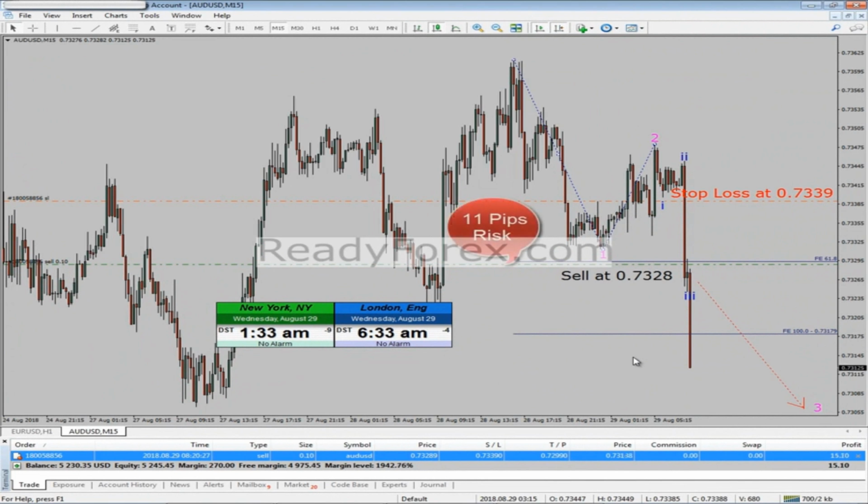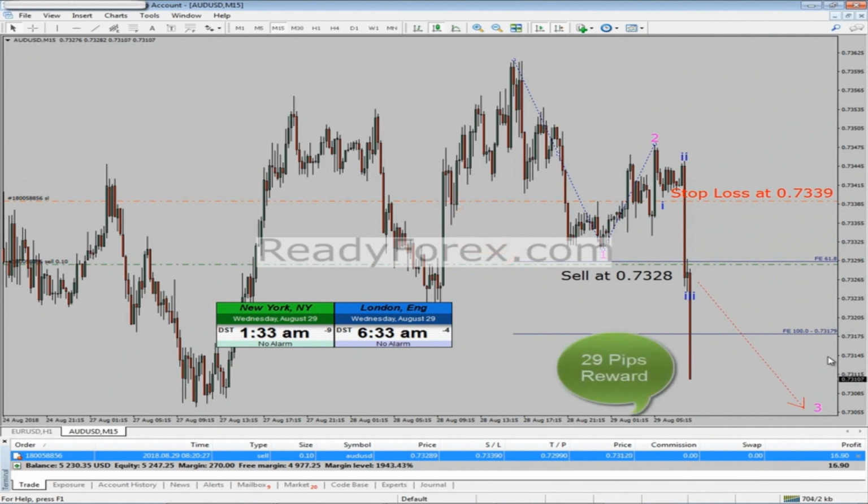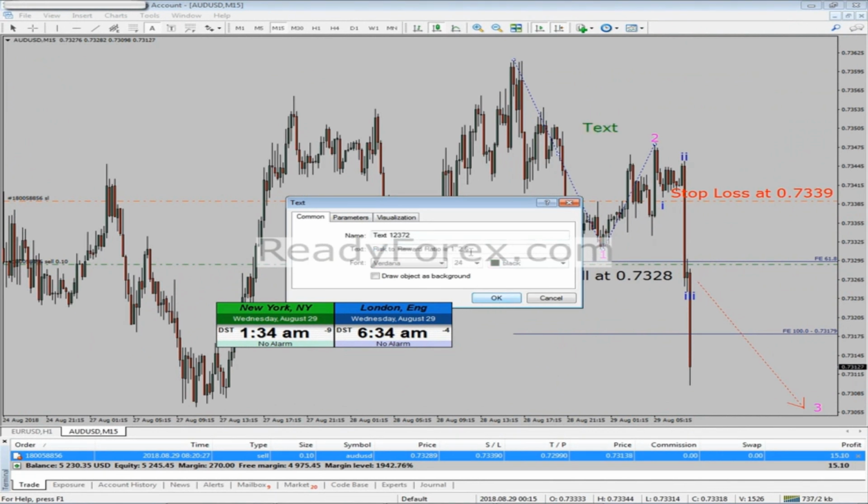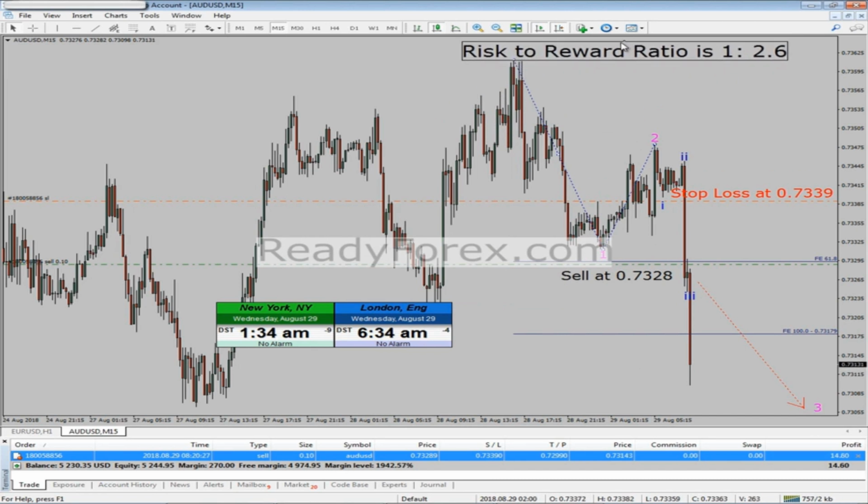Okay. Risk is 11 pips and reward is 29 pips. Risk to reward ratio is 1 to 2.6. So this means the risk is 1 and the reward is 2.6.